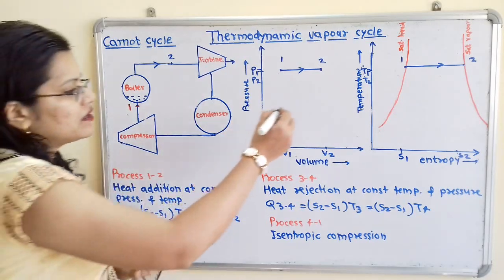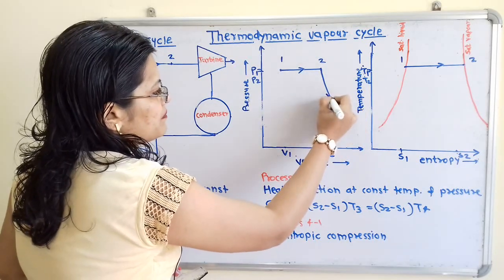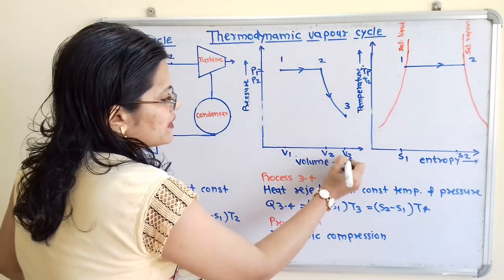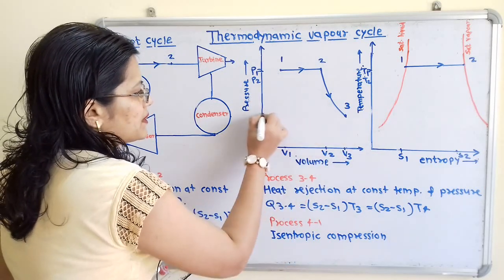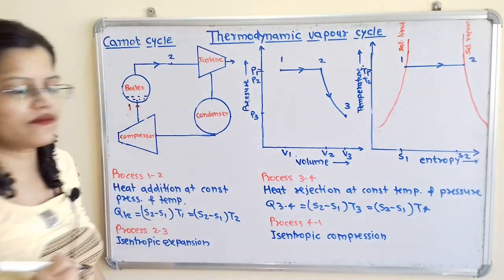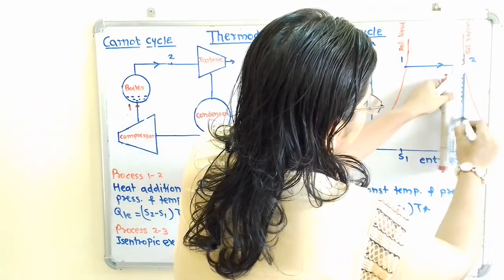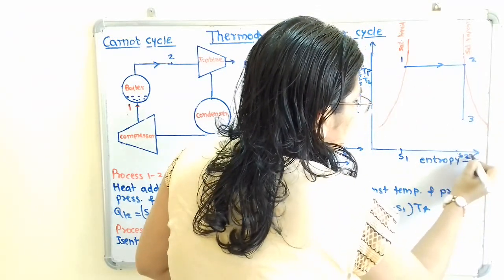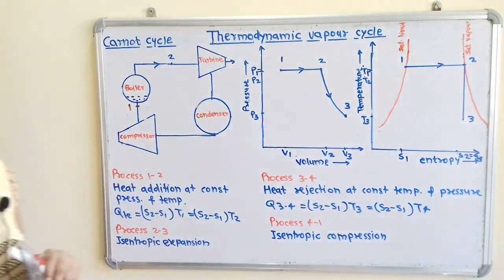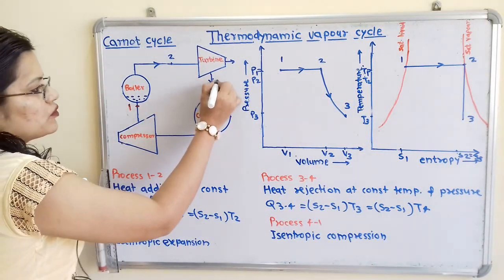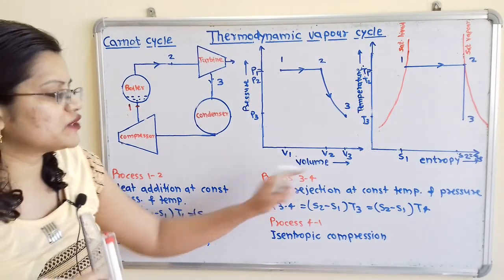So we will show here that is decrease in pressure but increase in volume. So here I will show point 3, V3, that is V3 is greater than V2, and here is point 3, that is pressure P3. Now entropy will remain constant and decrease in temperature. So here will be point 3, S2 is equal to S3 and here will be temperature T3. I will show here the point 3. Now again we have to show process 3 to 4.